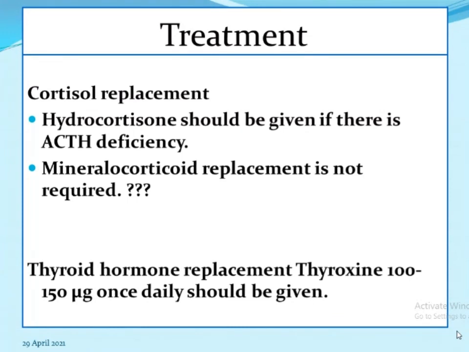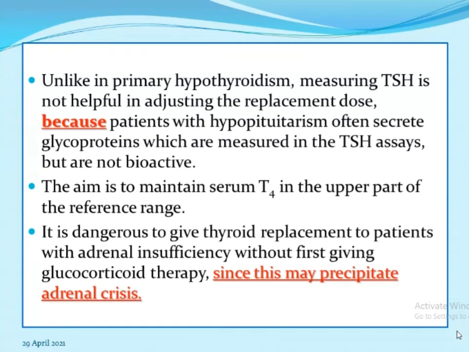Why? Because the function of the adrenal gland, which is the zona glomerulosa, is not controlled by the pituitary. It's controlled by the renin-aldosterone system, so it is not affected here. Thyroid hormone replacement, as I said, usually you need thyroxine, which is usually in high doses. Unlike in primary hypothyroidism, TSH, this is the answer for the previous question, TSH is not helpful in adjusting the replacement dose because patients with hypopituitarism often secrete glycoproteins which are measured in the TSH assay but are not bioactive.